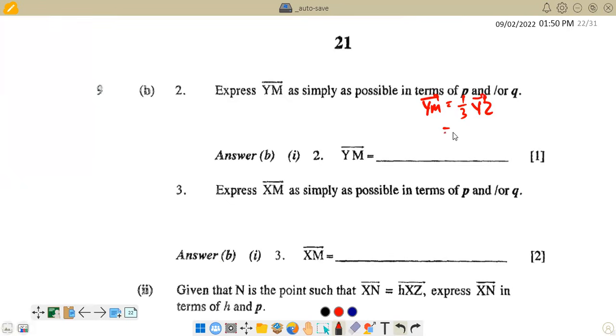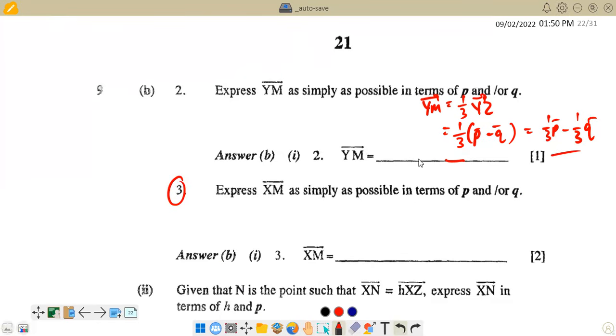That's a third of YZ, the one that we got, and our YZ, remember, it was p minus q, so you substitute that one. Yes, you can just leave it at this stage. Someone can expand this to be a third p minus a third q. You can even leave it at that stage, it is fine. Then the third part, express XM as simply as possible in terms of p and q.